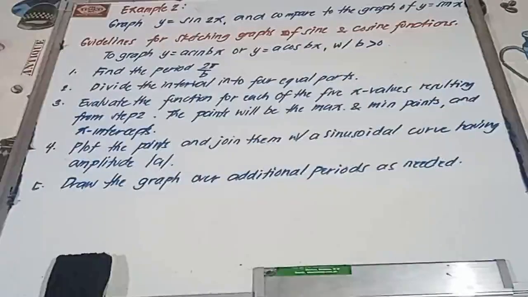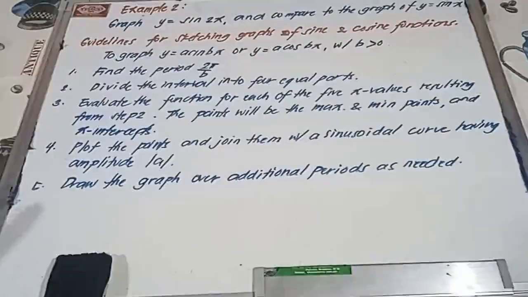But before that, from the previous video, you have learned how to graph the function y equals sine x and y equals cosine x, from the values of x between negative 2 pi to 2 pi. And you already know how to determine the domain and range of the said functions. At the same time, you have learned how to determine the amplitude of sine and cosine functions.